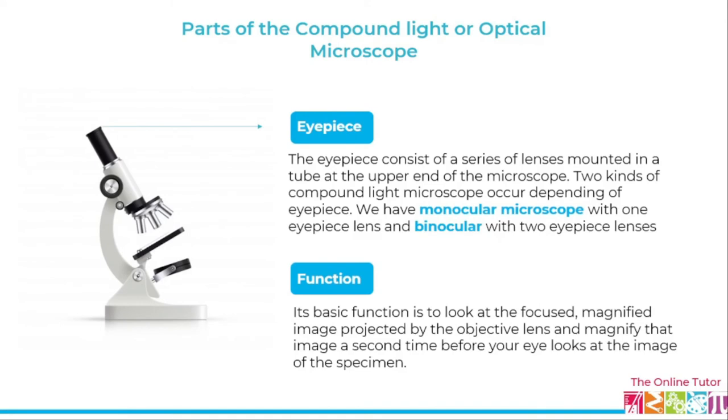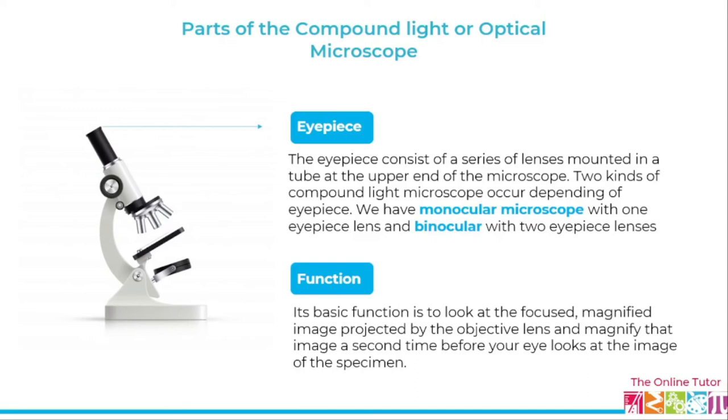So the first one I want to look at is what we call the eyepiece. Now the eyepiece consists of a series of lenses mounted in a tube at the upper end of the microscope. Two kinds of compound light microscope occur depending on the eyepiece. So we have a monocular microscope which has one eyepiece, and then we have the binocular which has two eyepiece lenses. So this is a typical example of a monocular microscope. The binocular microscope has two eyepieces where you can use both eyes to observe the magnified image at the same time.